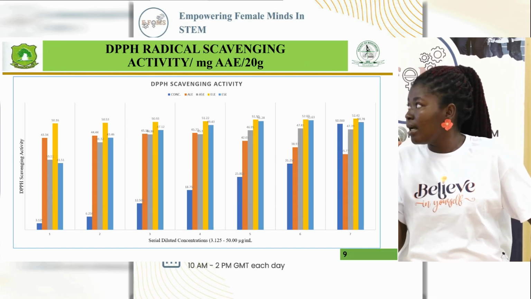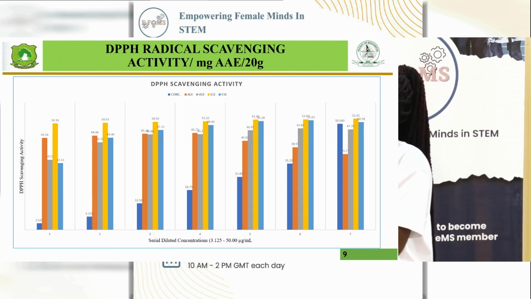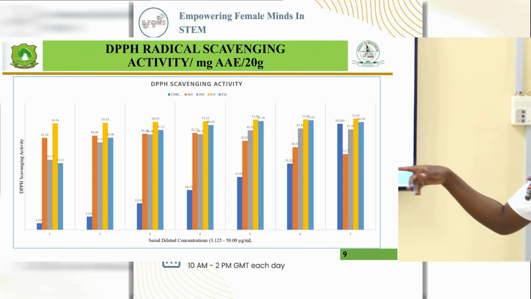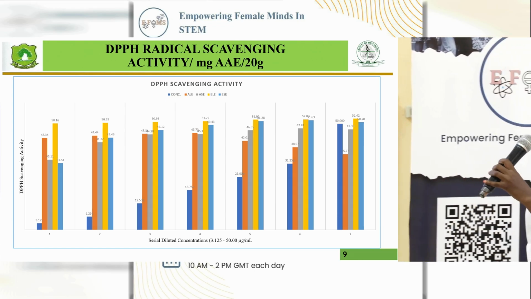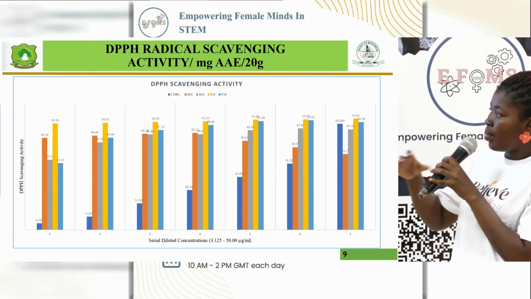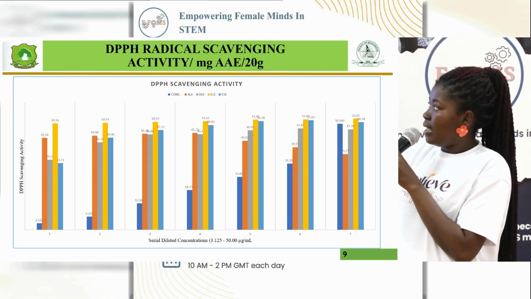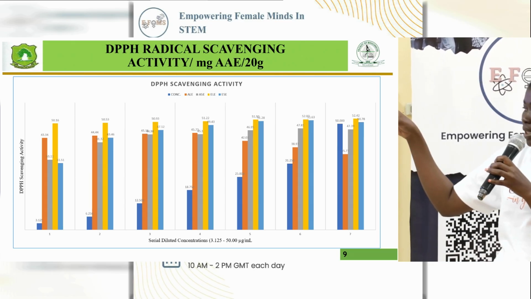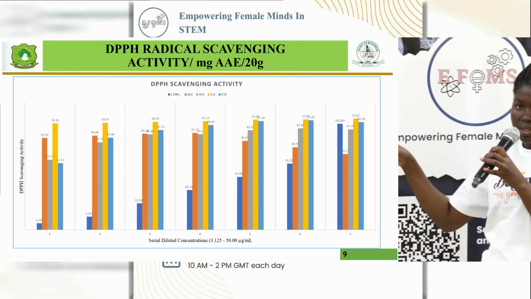So this is the radical scavenging activity. You can see that from the lowest volume here with the DPPH, that's 3.12 microgram per ml. We can see that with the ethanol leaves, it's increasing across the serial dilution concentrations.